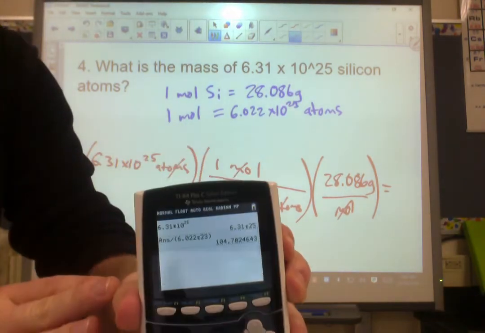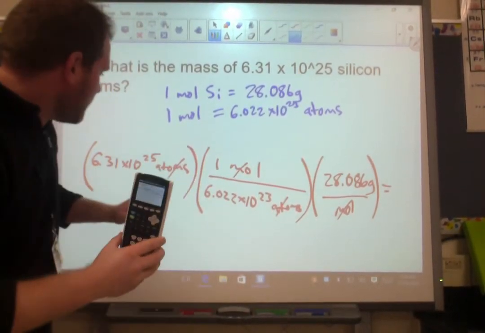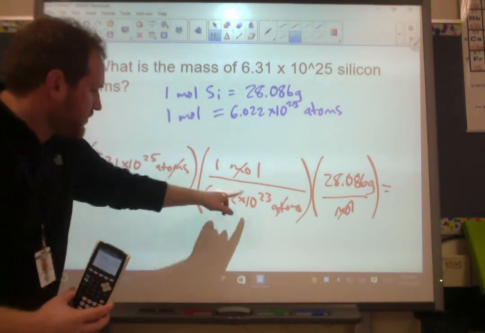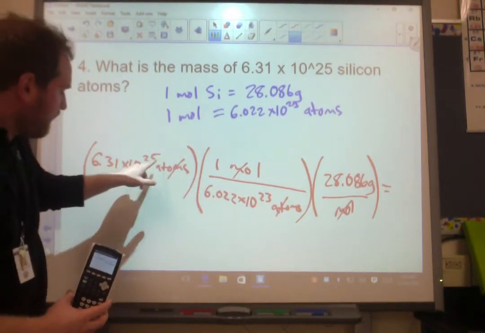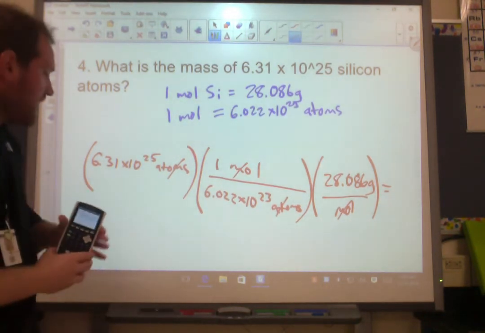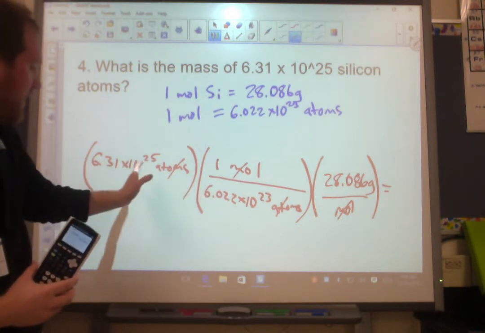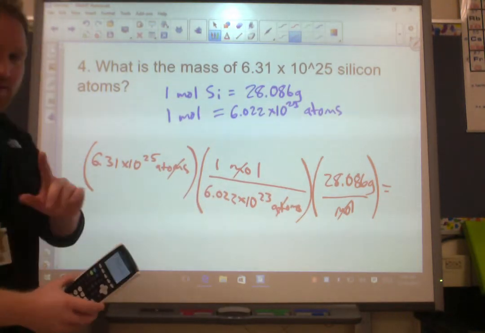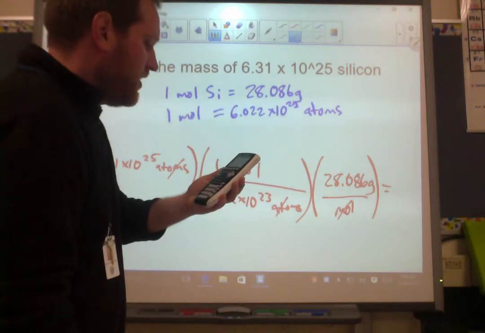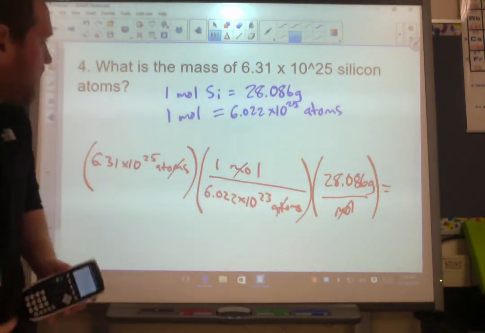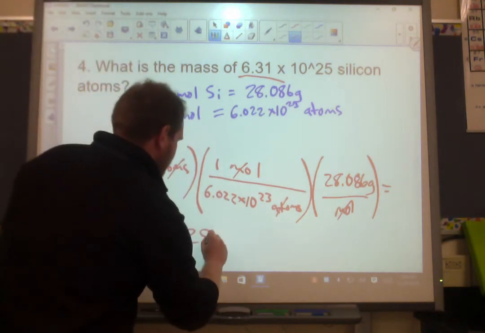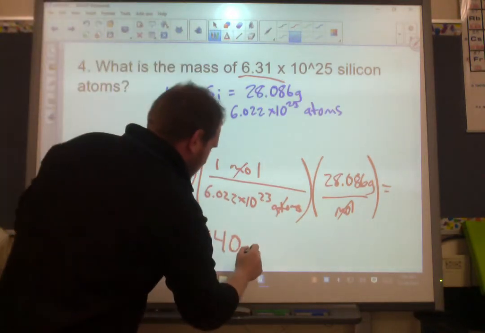It's good to stop and look at this number. It said 104. Does that make sense? Well, the 6 divided by the 6 is pretty much 1, right? And when you divide numbers in scientific notation, you subtract the exponents. So 25 minus 23 is 2, so 10 to the second. It should be about 1 times 10 to the second. Makes sense. If you do this and you end up with a number like 10 to the 48th, you messed your parentheses up. So we got that times 28.086, 2942.92. Let's check our sig figs. 3 sig figs, so I'm going to call this 2940. And the unit is grams.